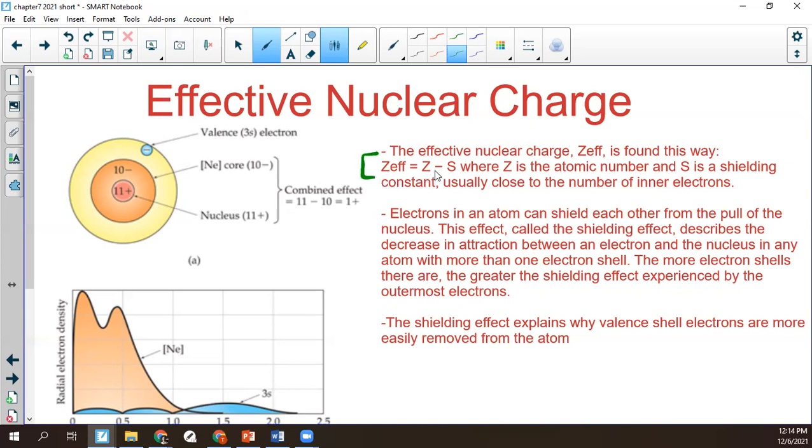And it is equal to the family number because of this. Zeff is equal to Z minus S, where Z is the atomic number, also known as the number of protons, and S is the shielding constant, usually close to the number of inner electrons. And for us, we're going to say it is equal to the number of inner electrons. Now, inner electrons have their own name. They are called core electrons.